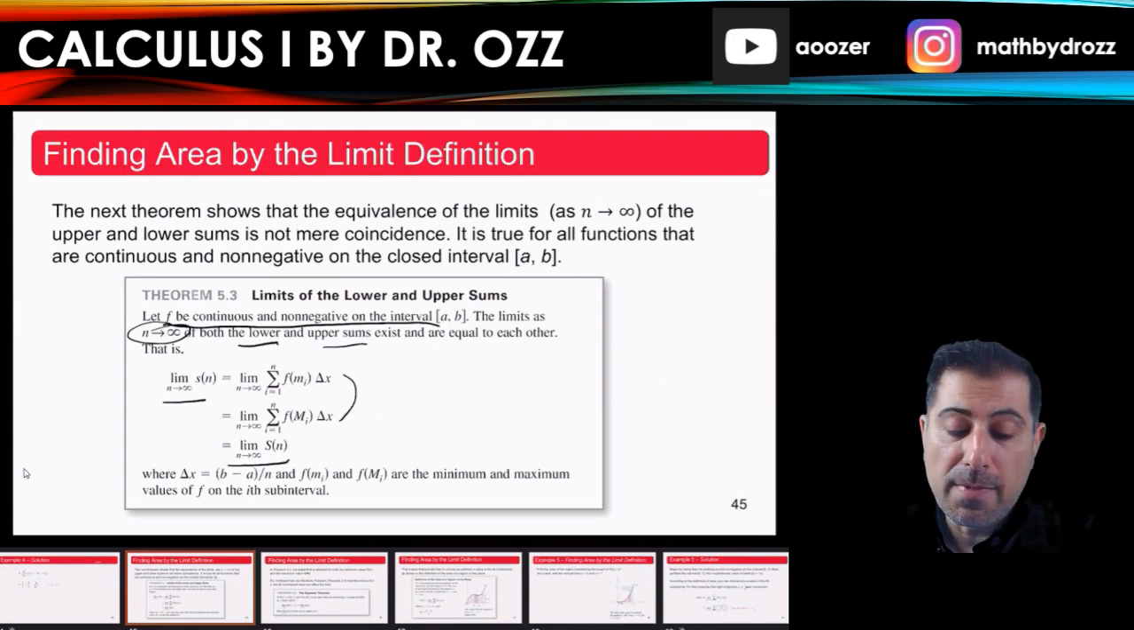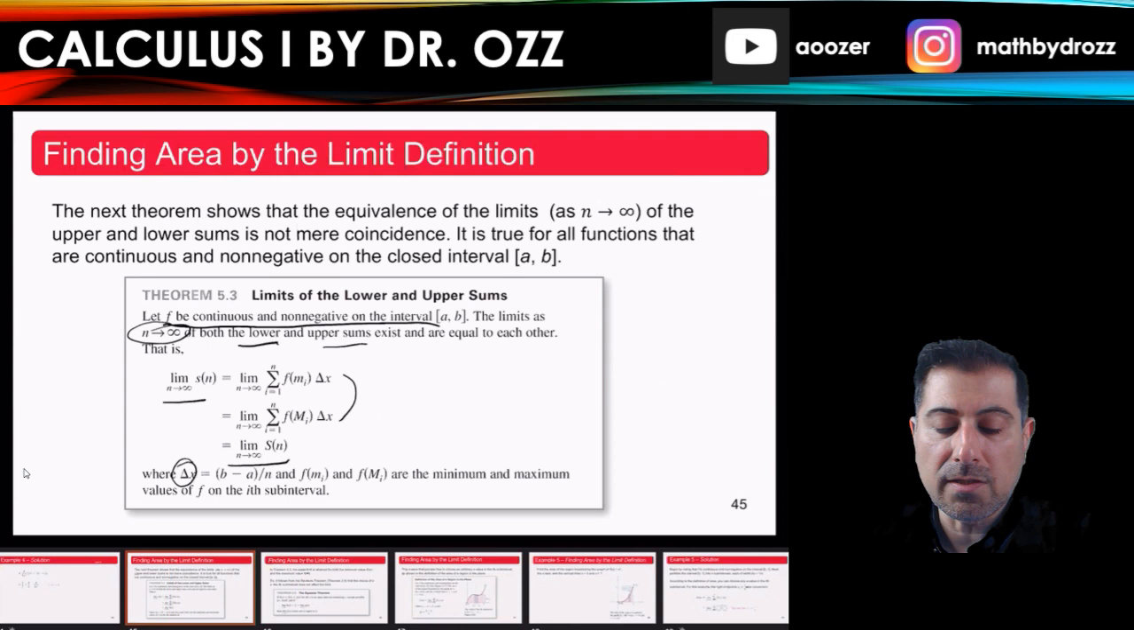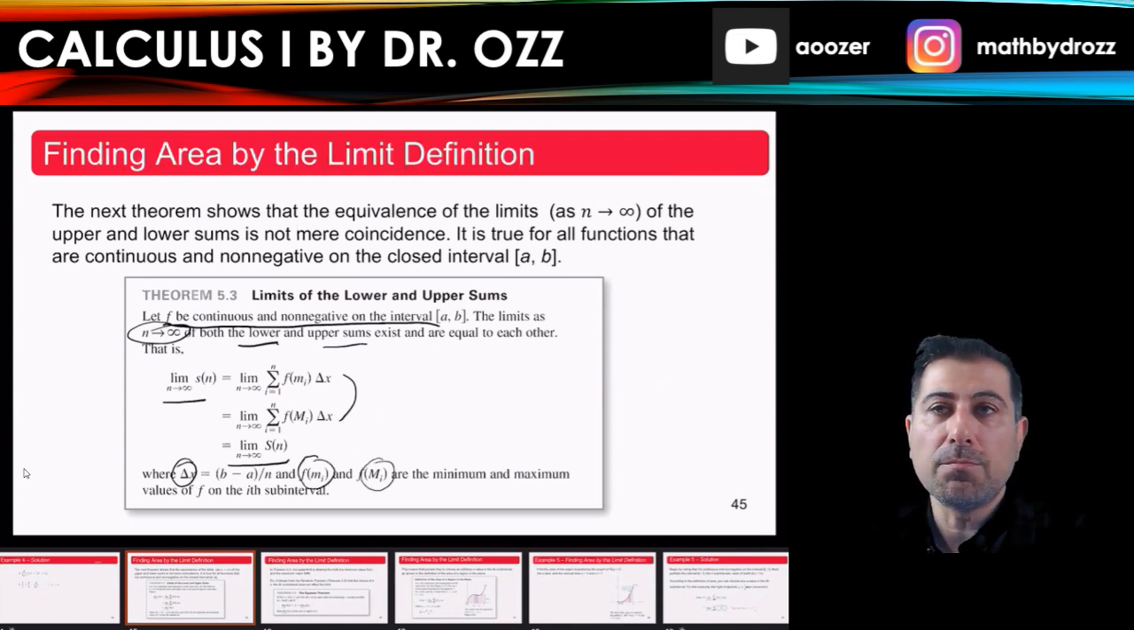In fact, remember that delta x is the length of each subinterval, so these are the widths of inscribed or circumscribed rectangles, and f of little m sub i and f of capital M sub i are the minimum and maximum values of the function on those subintervals. So one provides you the inscribed rectangle and the other provides you the circumscribed rectangle.